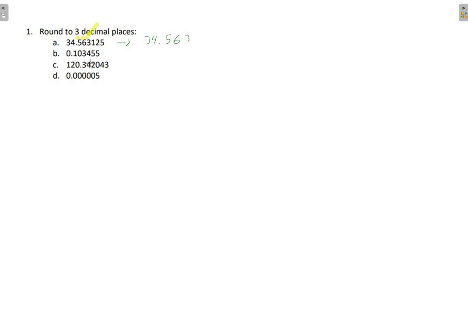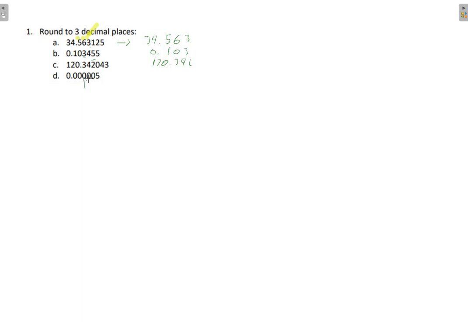34.563. In this case, since the third decimal place is a 3 and the number to the right is a 4, lower than 5, then you won't increase number 3 by 1 unit. So it will be 0.013. In this case, again, you have number 2. To the right, you have a number 0. Since it's lower than 5, you won't increase number 2 by one unit. So the number will be 120.342.